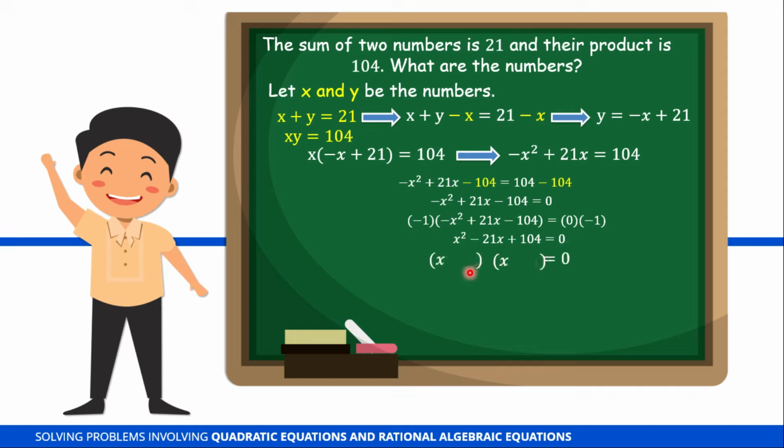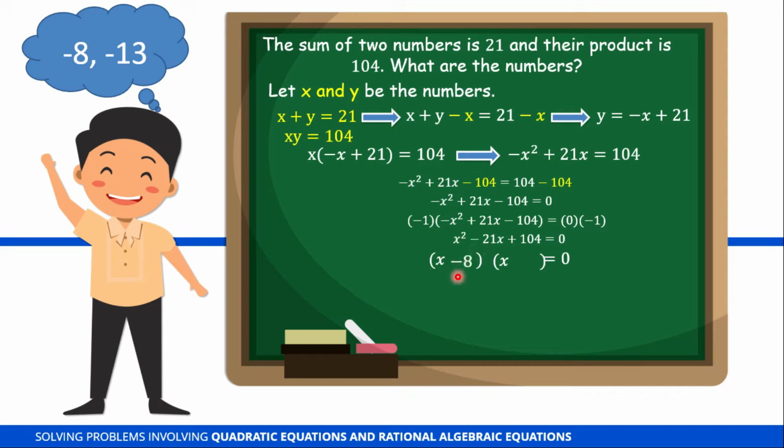Okay, i-ready na natin yung paglalagyan natin ng ating factors. Mag-isip tayo ng numbers or factors ng 104 na kapag pinag-add natin, ang sagot ay negative 21. What are those numbers? Answer is negative 8 and negative 13. Negative 8 times negative 13, answer is 104. Negative 8 plus negative 13, answer is negative 21. Ilagay na natin sa ating mga factors yung nakuha nating numbers. We have x minus 8 and x minus 13.